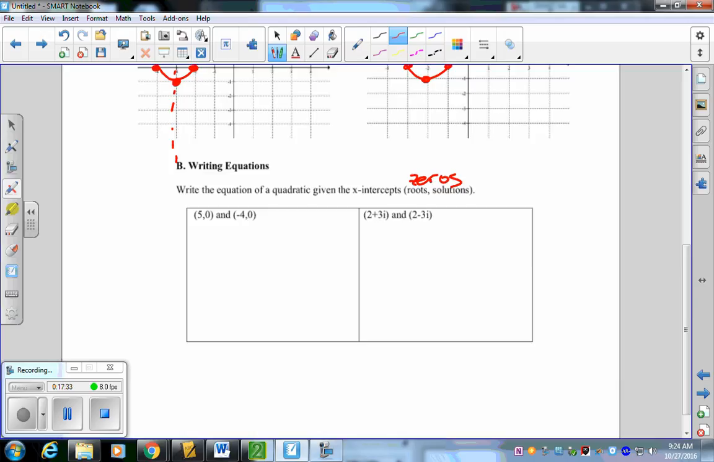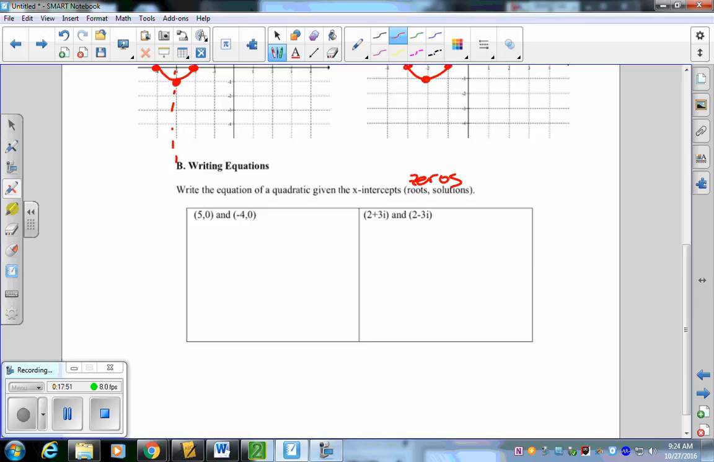All right, so in this case, I'm giving you the x-intercepts, the zeros, the roots, solutions. All 4 of those words mean the same thing. It's where it's crossing your x-axis. Intercept will be written in point form like you see here. Well, in this first one, a zero, solution, or root, it's just x equals 5, x equals negative 4.